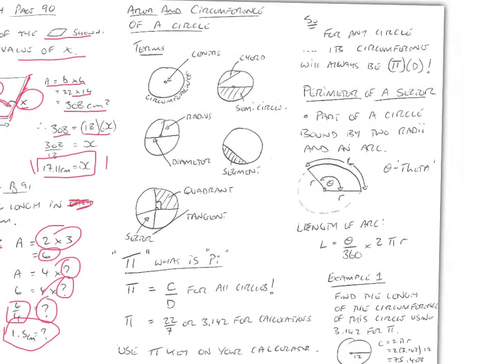Now, let's look at the area and circumference of a circle. And first of all, let's remind ourselves of the terms. There's the centre, all the way around is the circumference. Here is a chord. Here is a semicircle, this half of the circle. This is the radius of the circle, whereas this is the diameter all the way across. And this is a segment.